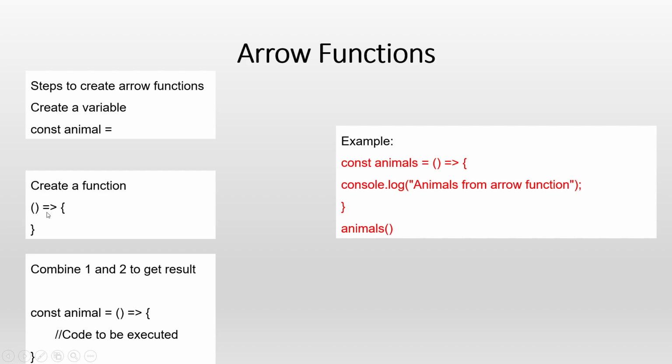Next, second step, we have to combine both of these things. const animal is equal to parenthesis, arrow, and curly brackets. If we write all these things, it becomes an arrow function. You can see here how an arrow function looks like: const animal is equal to parenthesis, then the arrow, the equal sign and greater than symbol, then curly brackets, inside which we write code. In a similar way we have to call this function also.